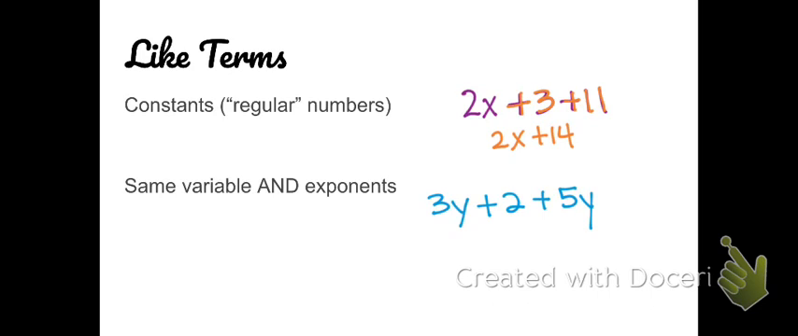If instead it was 3y squared plus 2 plus 5y, I couldn't combine any like terms. There aren't any like terms. Although these two terms have a y, the exponent here is a 2, the exponent here is a 1. So they're not alike.